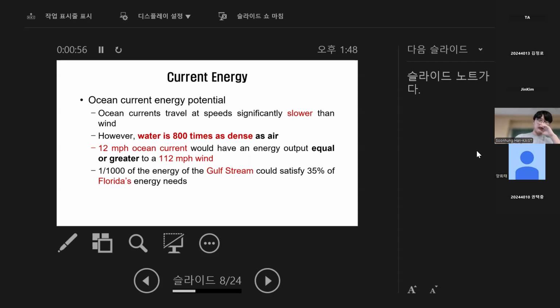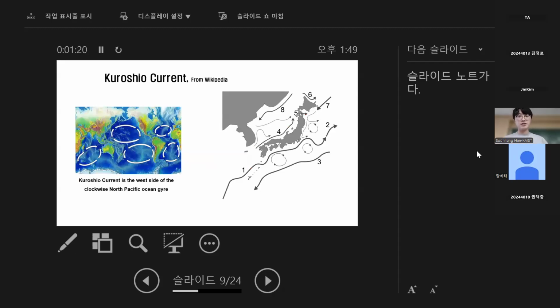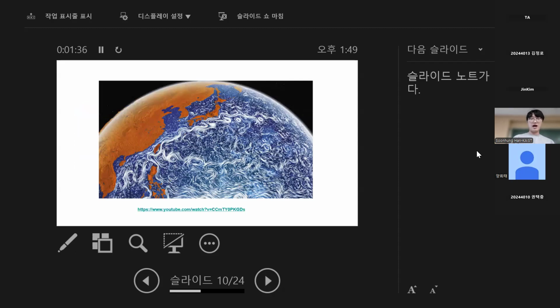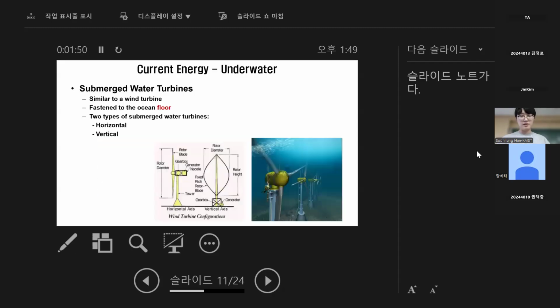And the Gulf Stream is a huge current near the U.S. 1/1000 of the energy of the Gulf Stream can satisfy 35% of Florida's energy need. So current energy is very powerful. And many of you heard about the Kuroshio current in your middle school or high school. It's near Japan, a current gyre. This is how the currents in the ocean look, but I'll skip this video. It's only this picture. And next is how can we utilize the current energy?